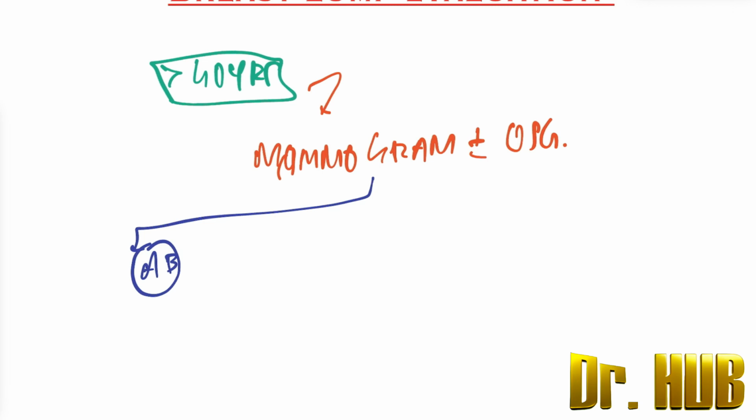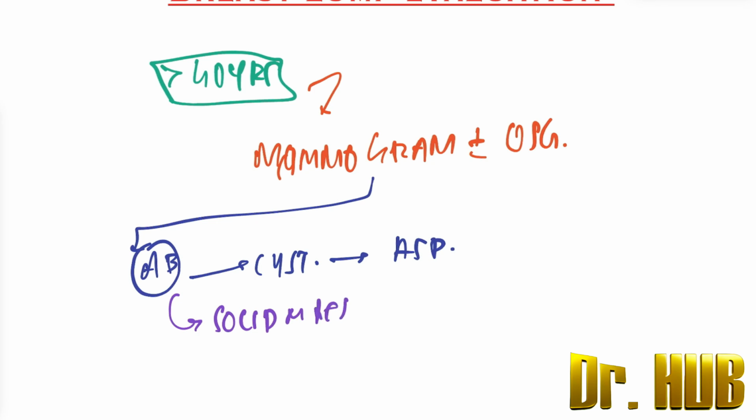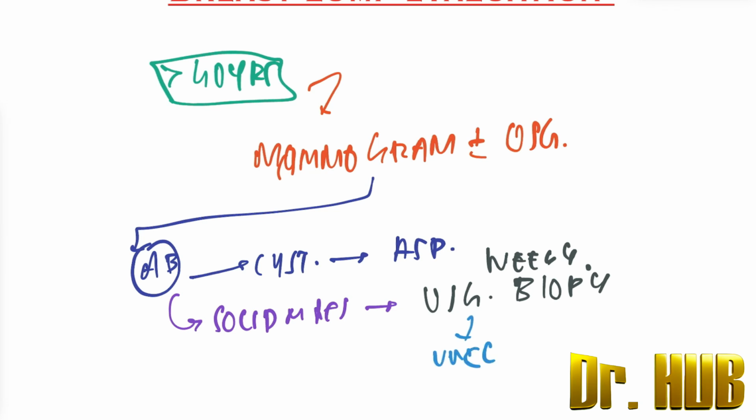we'll just quickly recap this. If it turns out to be abnormal, then it is either a cyst or a solid mass. If it is a cyst, you aspirate. When you look at the solid mass, there is always a USG guided needle biopsy which is done. And in case it is uncertain, what is done? An excisional biopsy is performed.